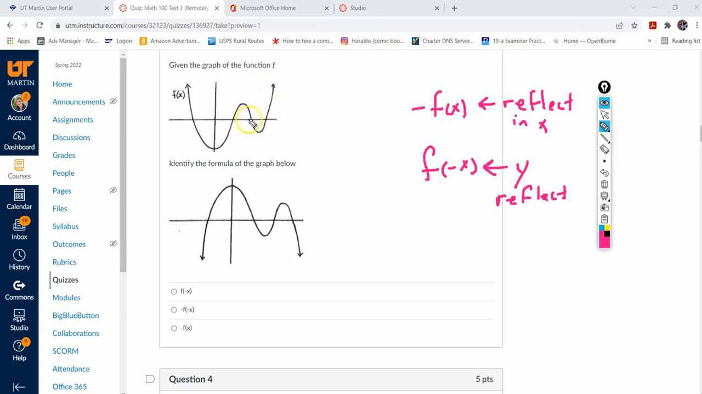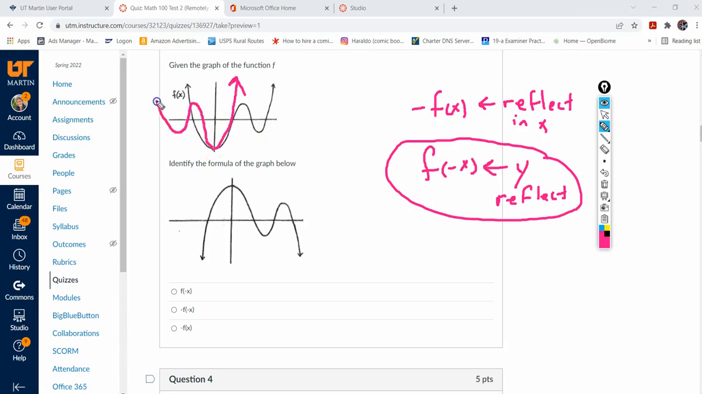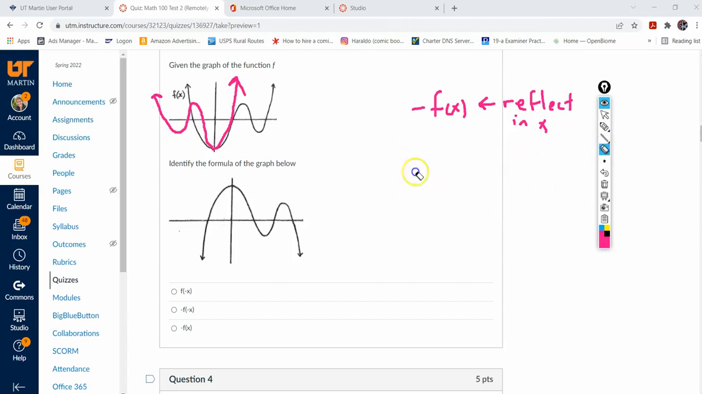Okay, so this is my graph. Now, if I was going to reflect this in the y coordinate, so if I had this, then if the y-axis is a mirror, this part gazing in the mirror would look something like that. And this part over here gazing in the mirror would look something like that. And so that's what this graph should look like if that's my reflection. And that's not what's happening here at all. So it's not going to be that.